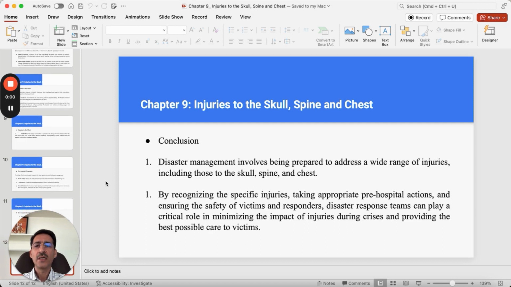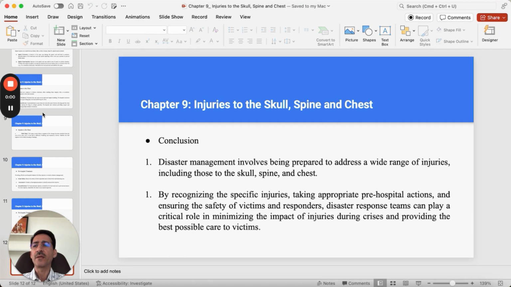Let's conclude. Disaster management involves being prepared to address a wide range of injuries, including those to the skull, spine, and chest. By recognizing the specific injuries, taking appropriate pre-hospital actions, and ensuring the safety of victims and responders, disaster response teams can play a critical role in minimizing the impact of injuries during crisis and providing the best possible care to victims.